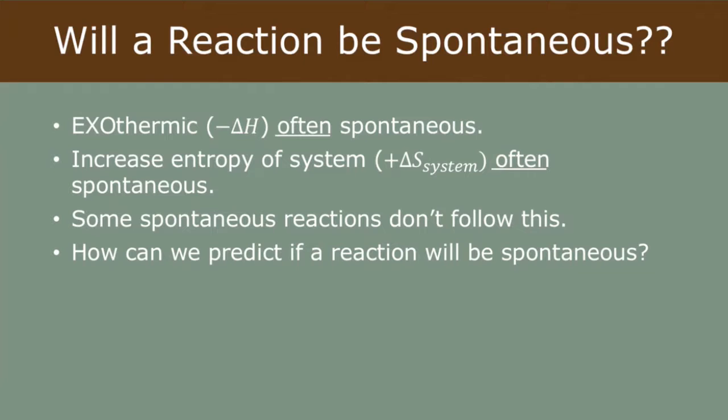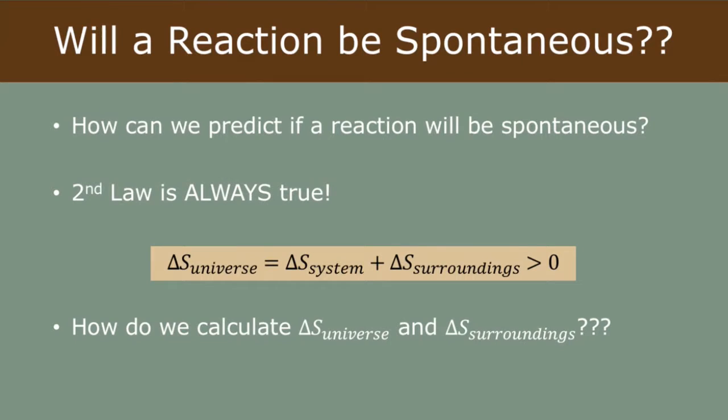It would be extremely useful to us if we had a way of looking at a chemical equation and knowing ahead of time, without doing the experiment, if it would occur spontaneously. How can we do this? Well, this is where the second law comes in handy. Remember, the second law applies to all spontaneous processes, always. It says that delta S universe must be positive for a process to be spontaneous, aka thermodynamically favored.